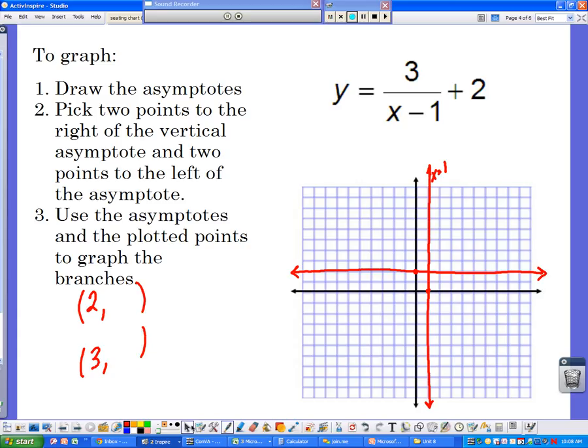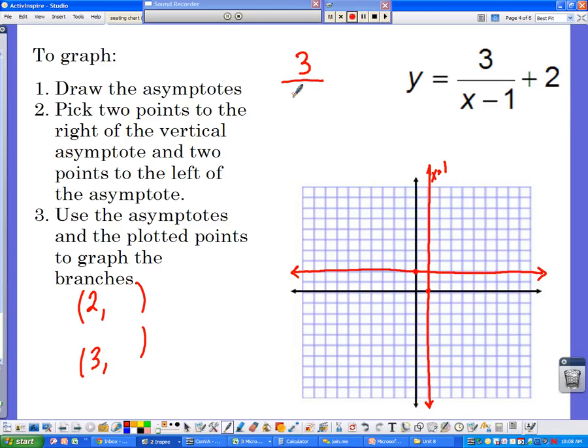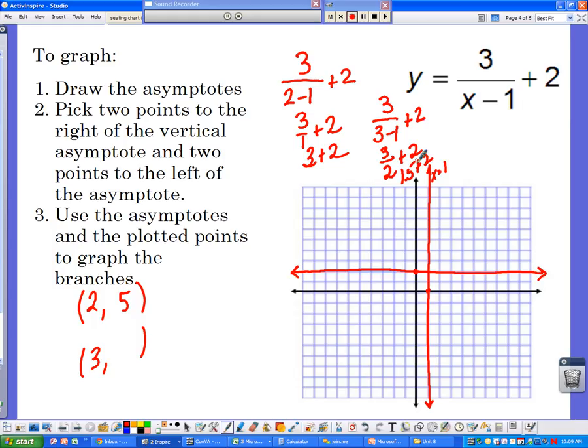If we plug it in, let's find the first one. I'm going to get 3 over 2 minus 1, plus 2. Well, 3 over 1 plus 2, I get 3 plus 2, which gives me 5. And the other one, I'm going to get 3 over 3 minus 1, plus 2. You probably will get some fractions, but 3 over 2 is 1.5, plus 2. We're just trying to find out approximately where those graphs are going to be.